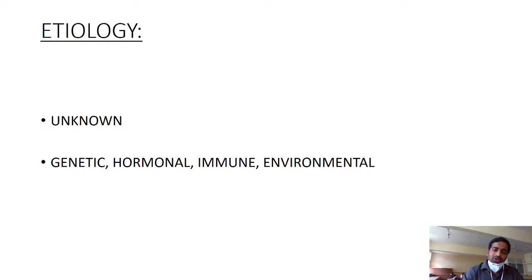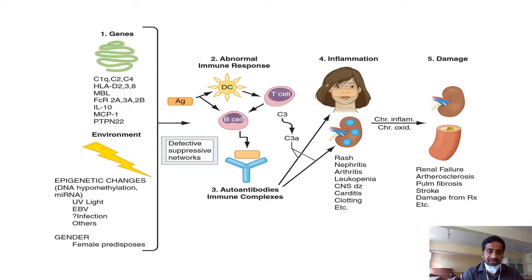So there are many etiologies. There are genetic factors, hormonal factors, immunological, as well as environmental. What are the genetic factors? These genes are more commonly involved. You have C1q, C2, C4 deficiencies. Patients who are deficient in these complements are more prone to SLE. HLA DR2, DR3, and 8 are more commonly involved.